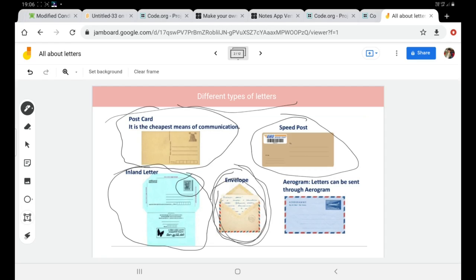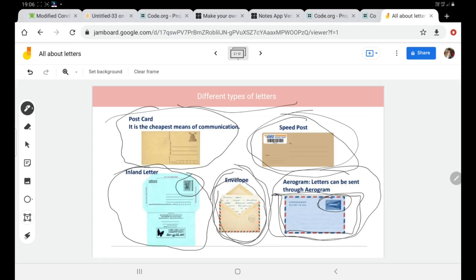And then the aerogram. Letters can be sent as aerograms. Aerogram means from air. So it can be reached faster than the speed post. That means the aerogram. It is the same as an envelope, but it's a little bit rectangular in shape. And there is a sticker also, a stamp also on it.